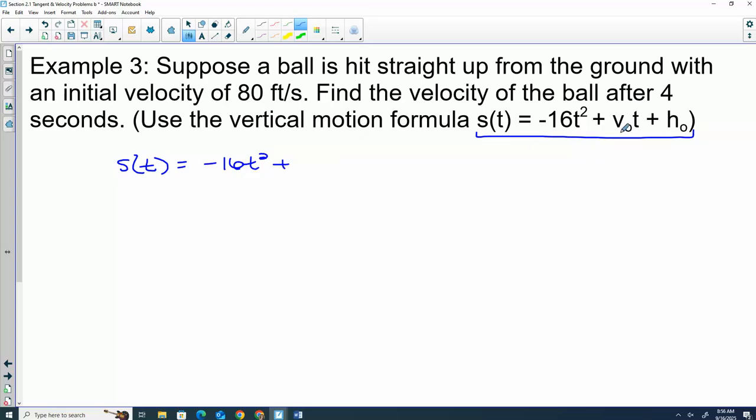What do you think that means? Velocity at 0 seconds. So our beginning velocity, which was 80 t, plus what do you think h sub 0 means? The height at 0 seconds. If we started on the ground, what was our beginning height? 0. So that's my height equation.